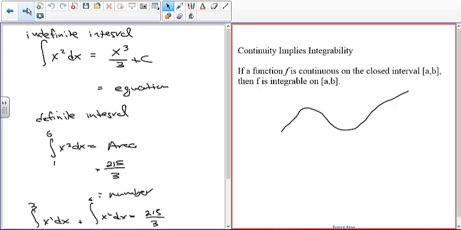Okay, here's just a theorem which says that continuity implies integrability. So it says if a function is continuous on a closed interval from x equals a to x equals b, you can also integrate it. If it's not continuous, like there's a vertical asymptote or there's a hole, you can't. It's not continuous, and you can't integrate it. We'll find out you can integrate up to the discontinuity, but you can't integrate through the discontinuity.